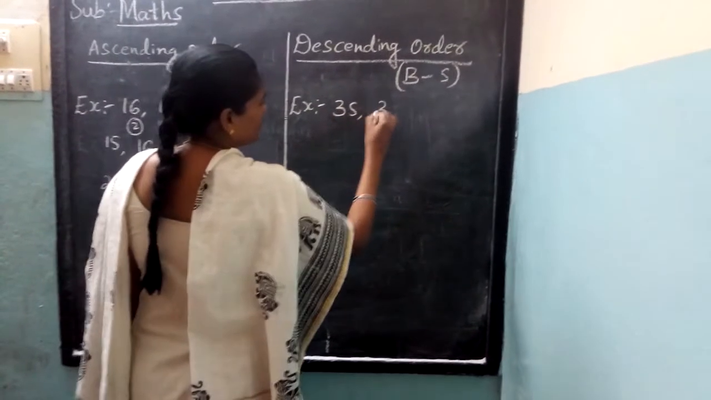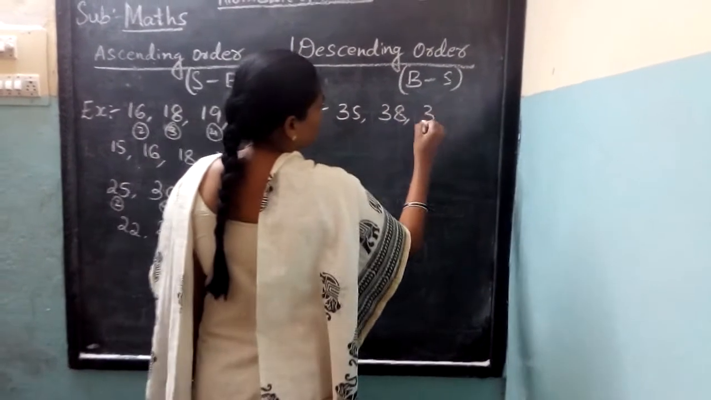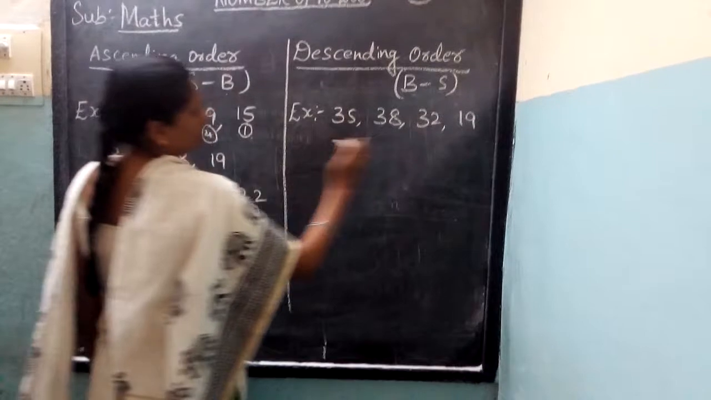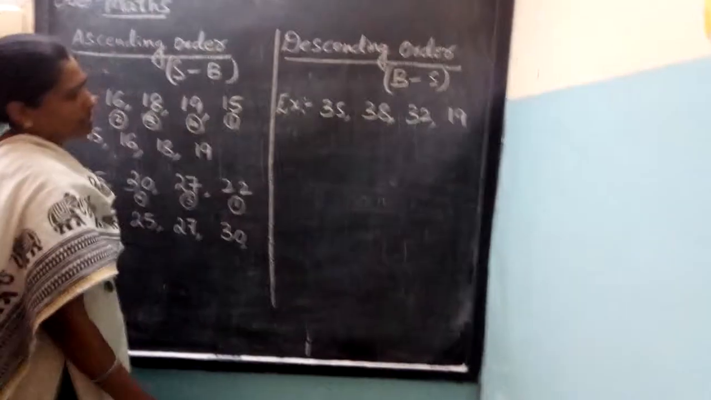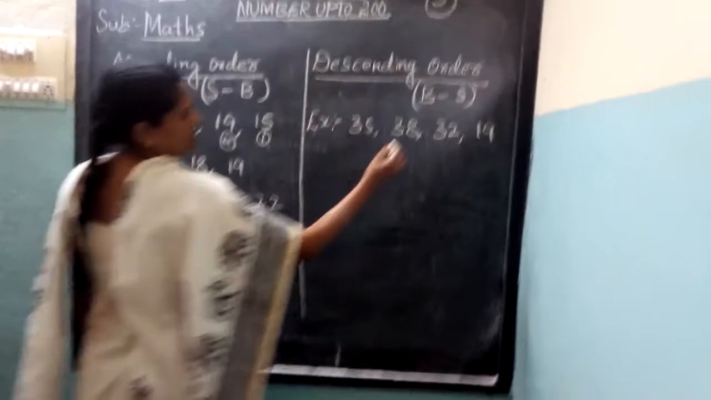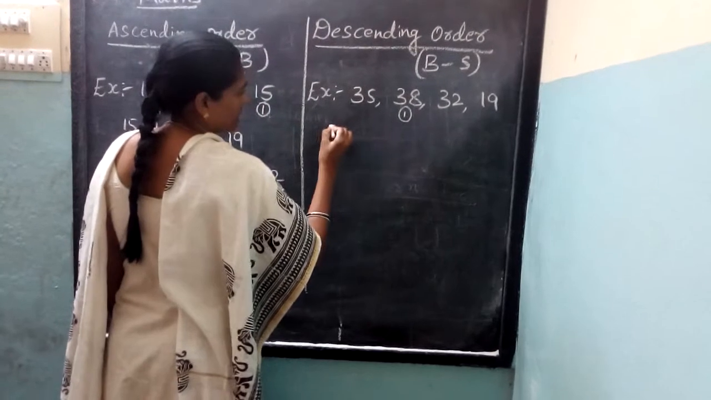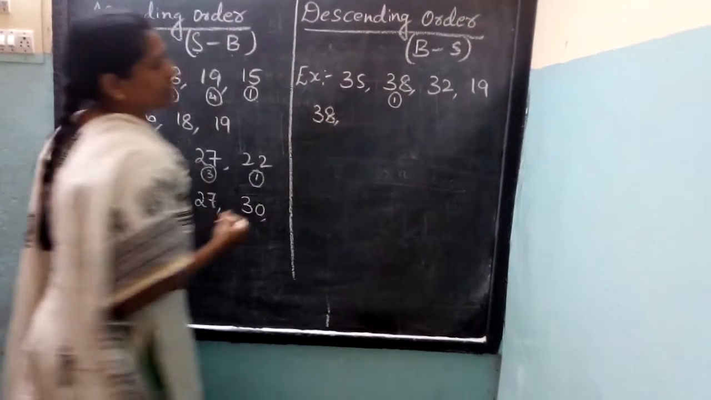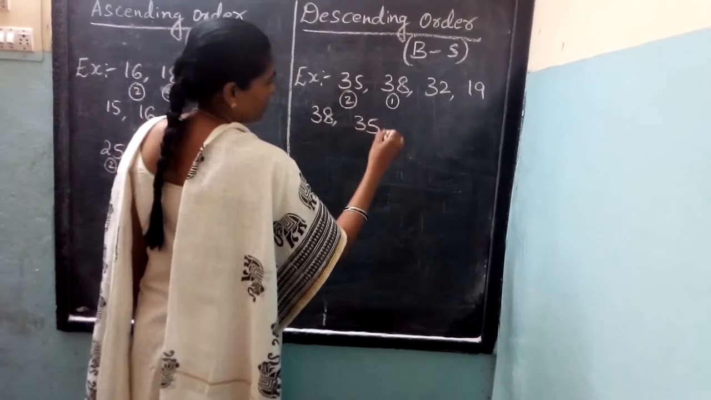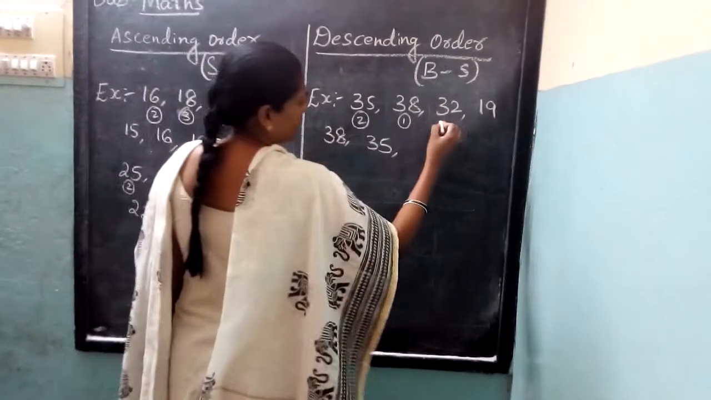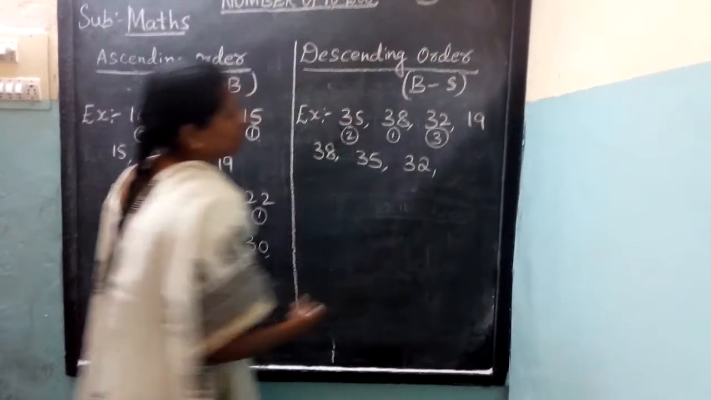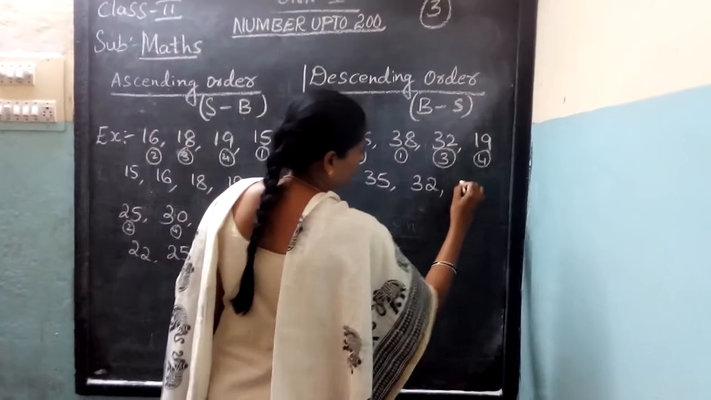For example, 35, 38, 32 and 30. In these four numbers, what will come first is the biggest number. Which is the bigger number in this? Yes. First, 38 is the big number. Next big number, 35. Next, third one, 32 is the big number. Next, 30 is the next big number.